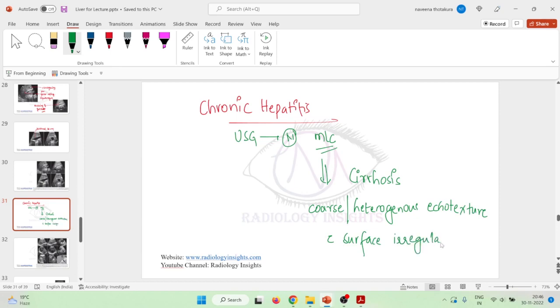So this is about the sonographic changes of the liver in acute hepatitis. Thank you.